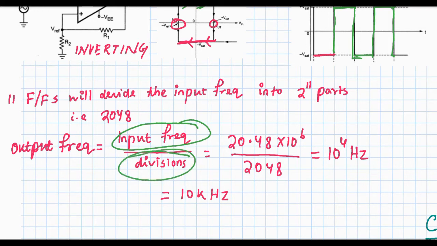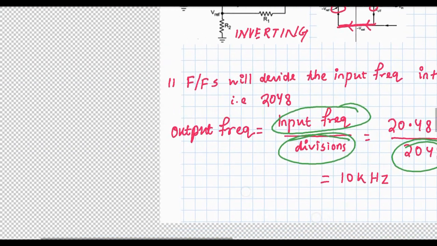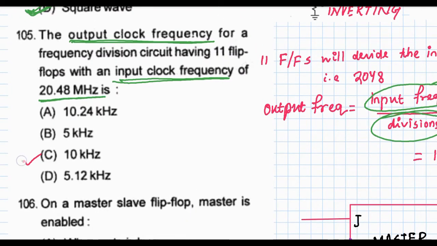Our input frequency is given as 20.48 into 10 to the power 6, that means 20.48 megahertz divided by 2048, which is the number of divisions, and this comes to 10 to the power 4 hertz. That is 10 kilohertz. So the answer will be 10 kilohertz.